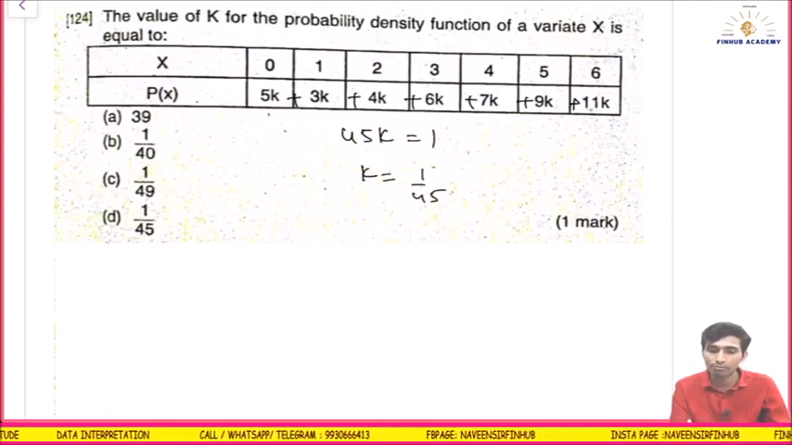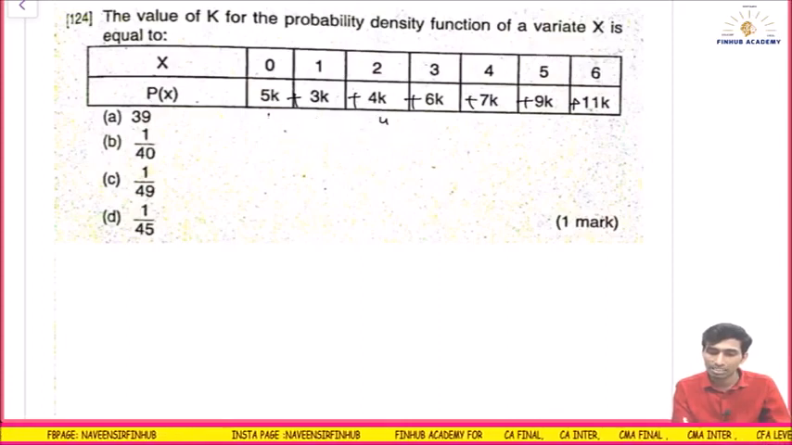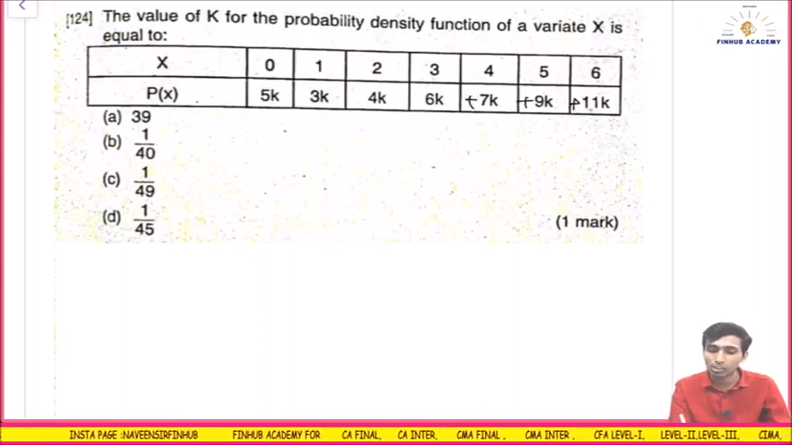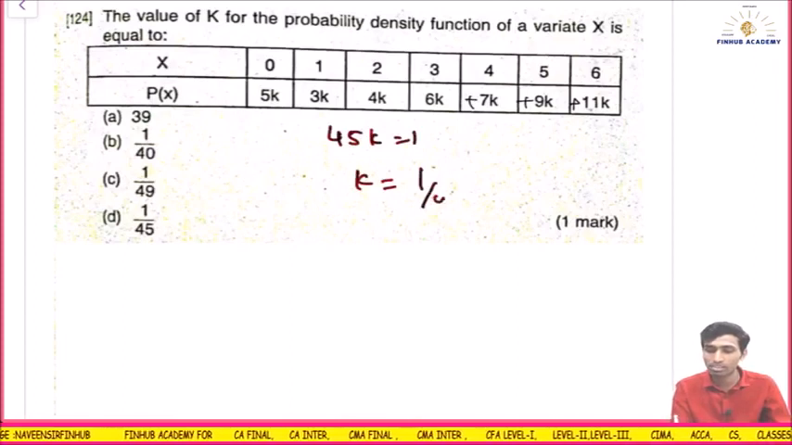So this I can calculate now. 5 into 1 by 45 is 1 by 9. This will be 1 by 15. This will be 4 by 45. Anyways, let us see what they are asking. I didn't read the question. They are asking the value of k. So no need to do this. 45k is equal to 1. Unnecessarily I was calculating. 1 by 45 is the answer.